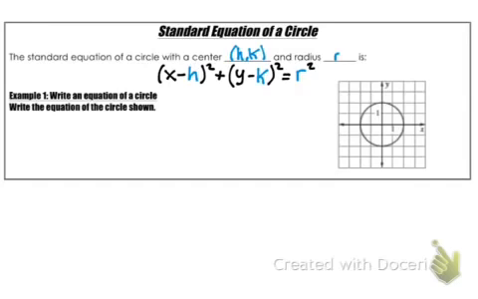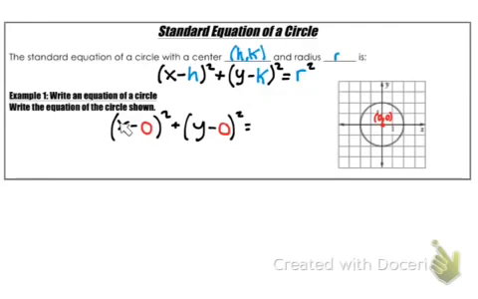So in example 1, we have to write an equation of a circle. Based on our graph, we have to write it in standard form, so we first want to identify our center. There's our center. The coordinates of our center are (0, 0). So right away, our h and our k are 0.